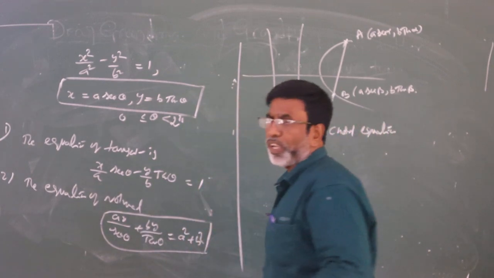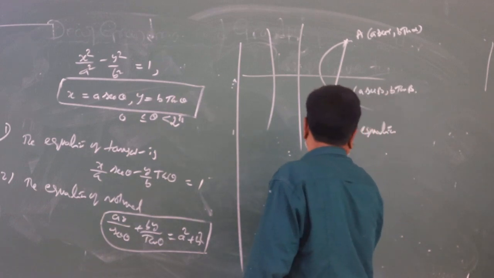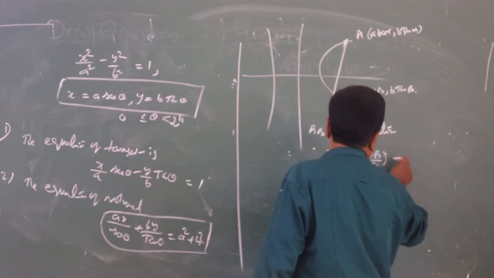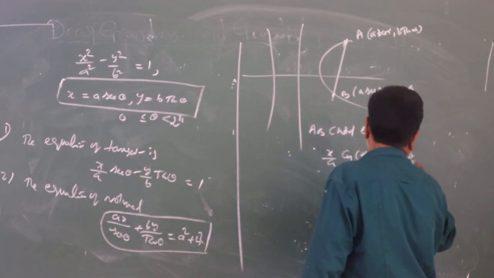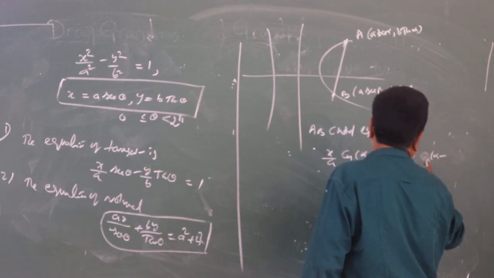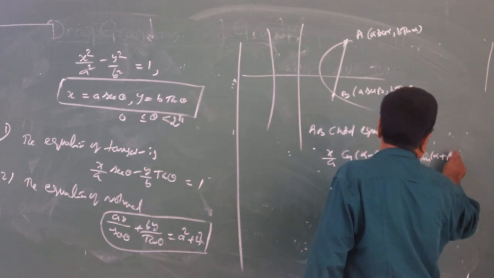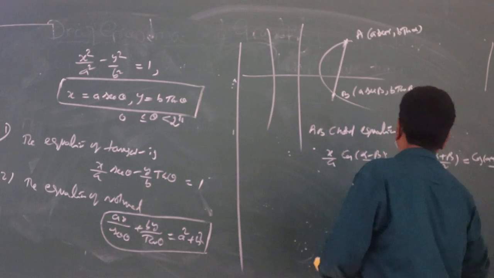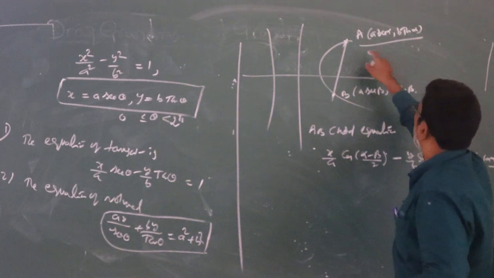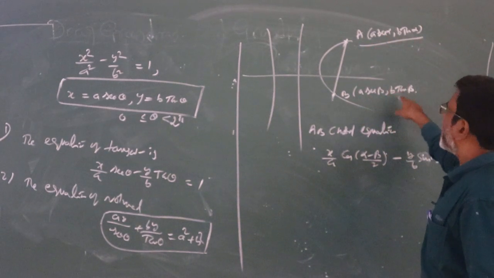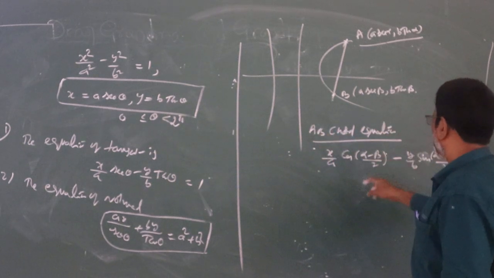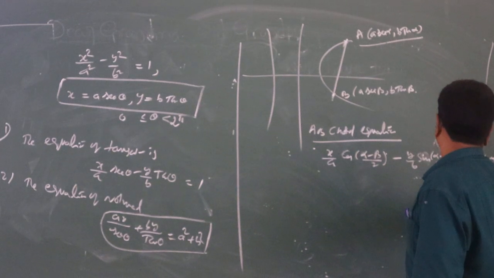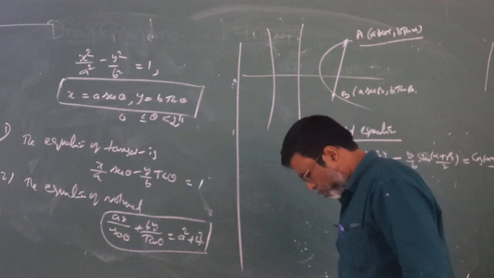From this one, we have one more derivation: (x by a) cos((alpha minus beta) by 2) minus (y by b) sin((alpha plus beta) by 2) equals cos((alpha plus beta) by 2). This is the formula. So this is the parametric form: A is (a secant alpha, b tan alpha), B is (a secant beta, b tan beta). The AB chord equation is (x by a) cos((alpha minus beta) by 2) minus (y by b) sin((alpha plus beta) by 2) equal to cos((alpha plus beta) by 2).